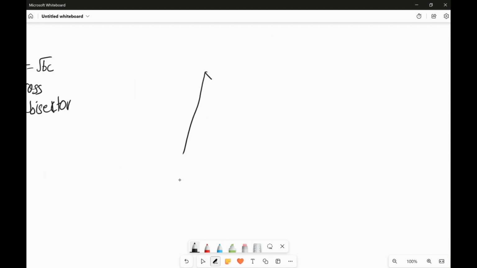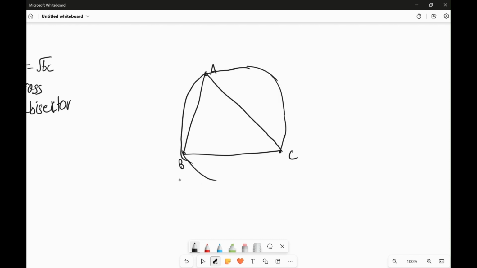So we have A, B, and C, and then we draw the circumcircle, for instance. And we now note that a force overlaid inversion maps B to C, and C to B, but it doesn't map the segment BC to itself. Instead, it maps the segment BC to a circle passing through A.